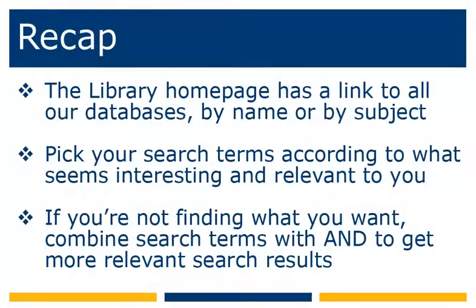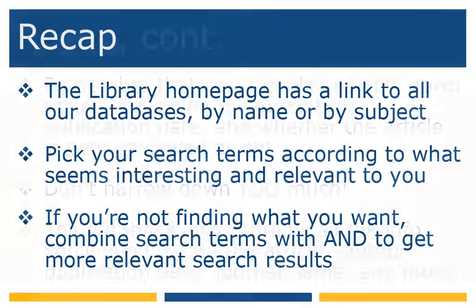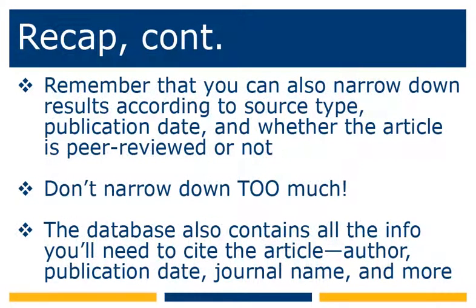So those are the basics on how to search a database. The library homepage has a link to all our databases by name or by subject. You should pick your search terms according to what seems interesting and relevant to you. And if you're not finding what you want, combine search terms with AND to get more relevant search results. Remember that you can also narrow down results according to source type, publication date, and whether the article is peer-reviewed or not. But you can also narrow down too much.